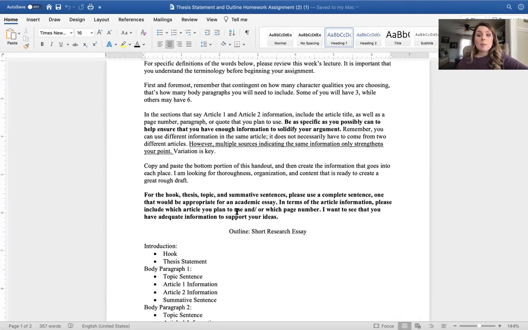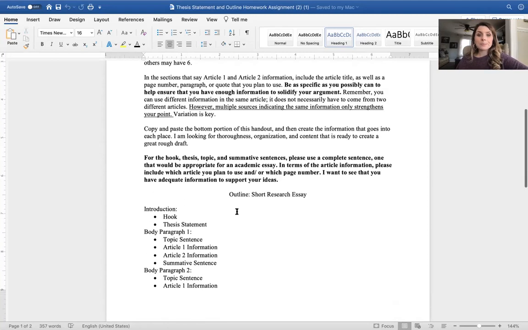First and foremost, remember that contingent on how many character qualities you are choosing, that's how many body paragraphs you will need to include. Some of you will have 3 body paragraphs, while others of you may have 6. And again, that's contingent on how many character qualities you're going to be diving into.